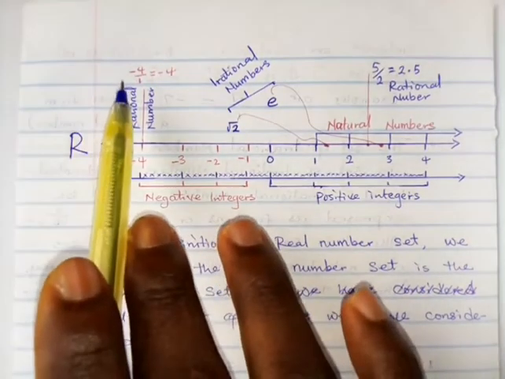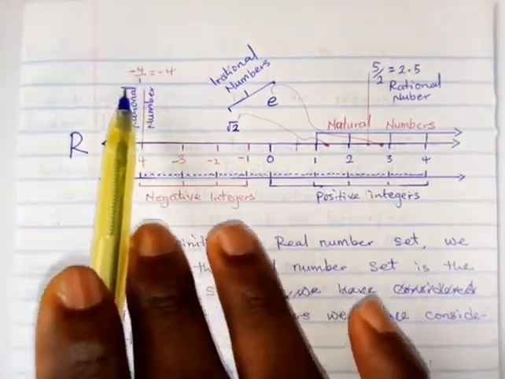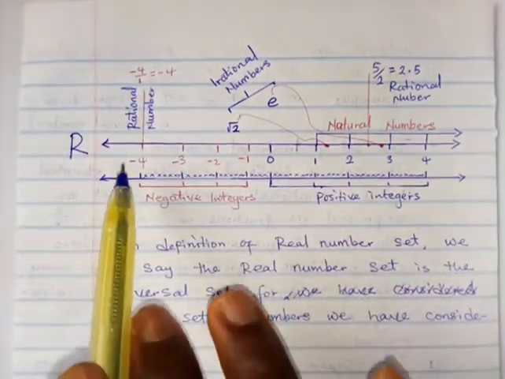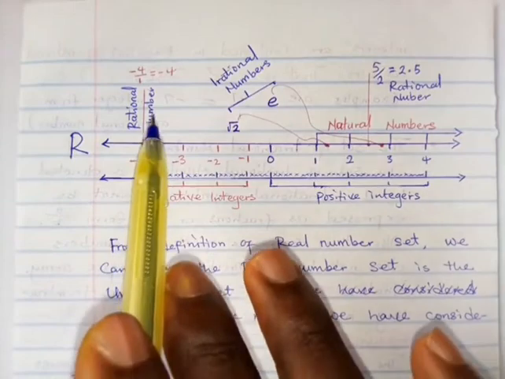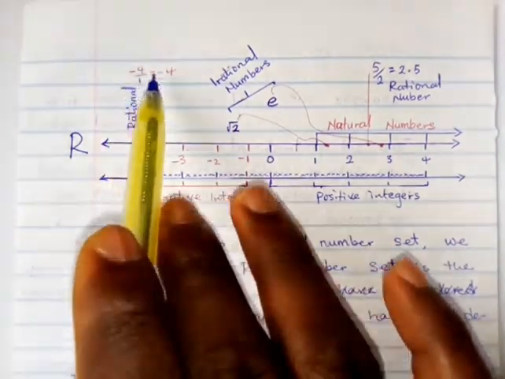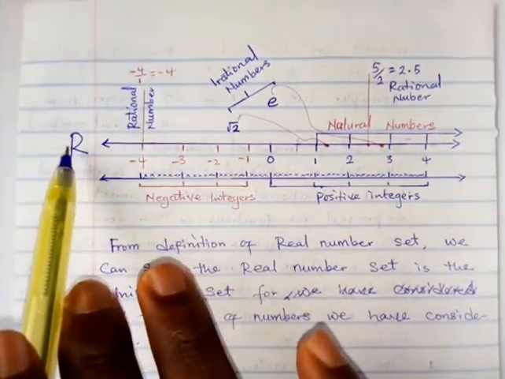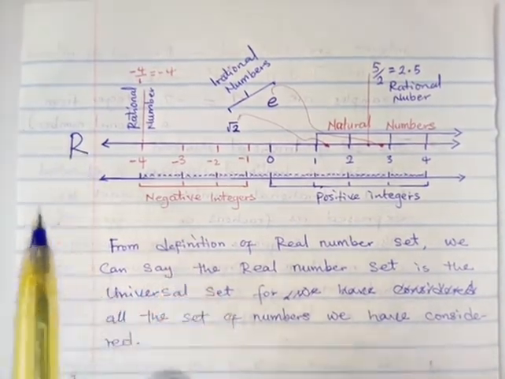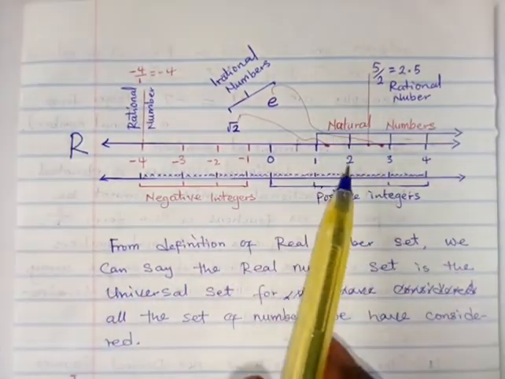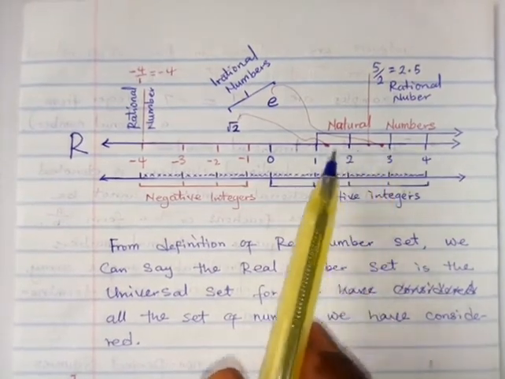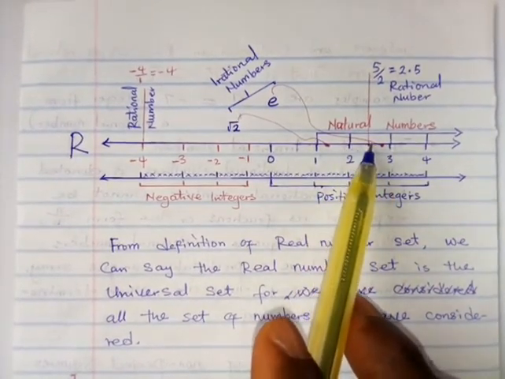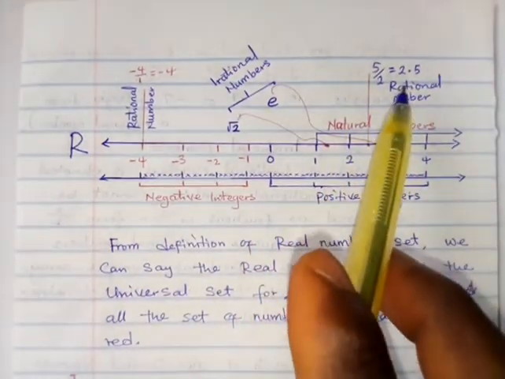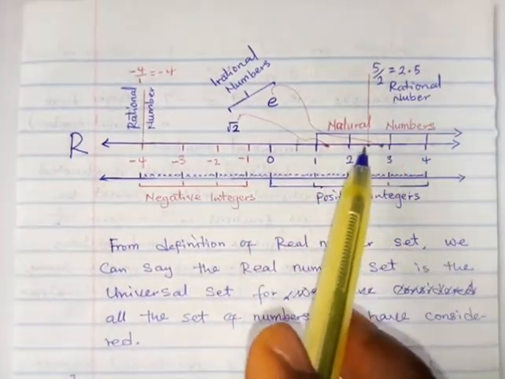Okay, so here we see that minus 4 over 1 is a rational number, of which the result is minus 4. It therefore follows that these rational numbers are still a member of the set of real numbers. Also, the same thing here: between 2 and 5, their middle is 5 over 2, which is 2.5, and this is a rational number.